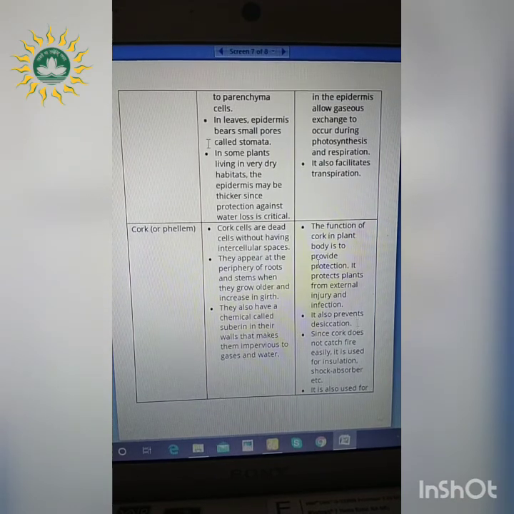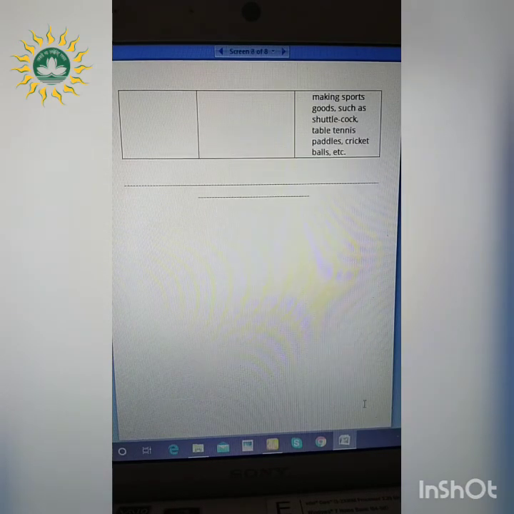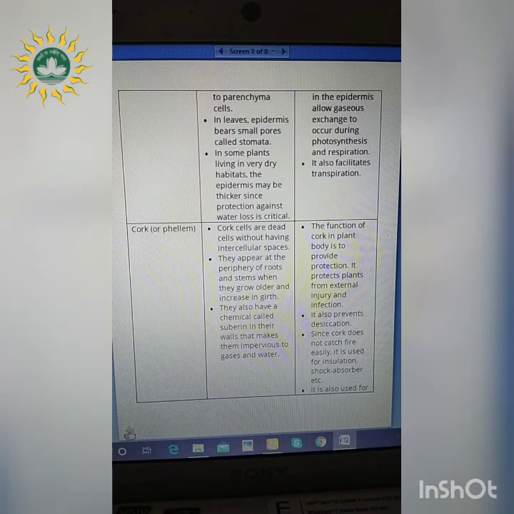Whereas the cork cells are dead cells and do not have any intercellular spaces also. It is helping in the increase of the girth or the width of the plant. And a special chemical called suberin is present, which makes the plant impervious to gases and water. And because this cork does not catch fire easily, it is used for insulation as well as shock absorption and is also used for making some sports materials.